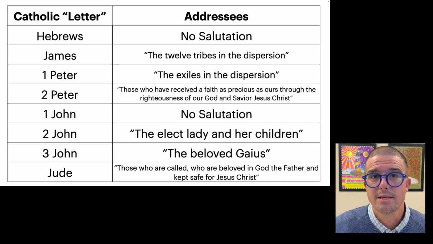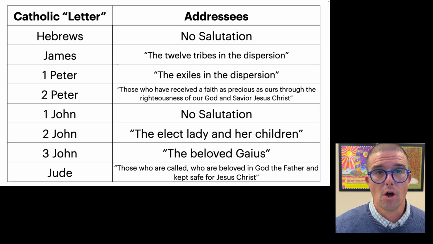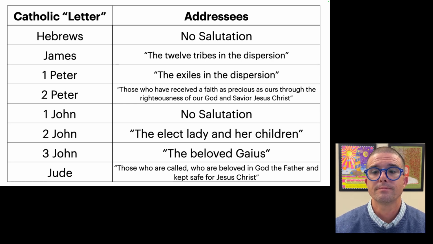2nd Peter addresses those who have received the Christian faith, and Jude addresses anyone who is called. 2nd John addresses the elect lady, which is a reference not to a specific actual lady, but is meant to refer to the church at large. What we have with the Catholic letters is a group of documents written to a completely general audience.